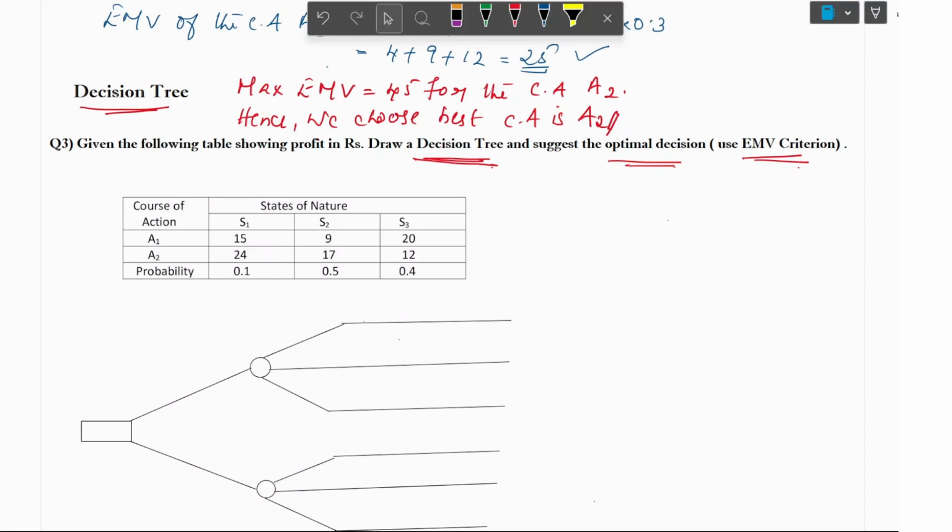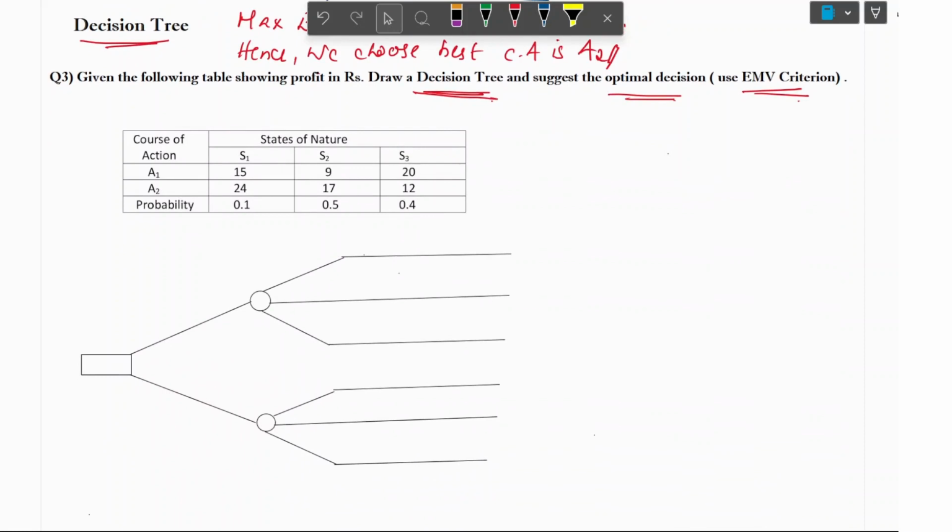Therefore, how do you draw it? First, you need to represent the courses of action, states of nature, and the values in a pictorial form. Therefore, how do you do it? That I will show you first. Once they mention a decision tree, if you solve without the tree, then you never get the marks. Therefore, you have to draw first and then solve it.